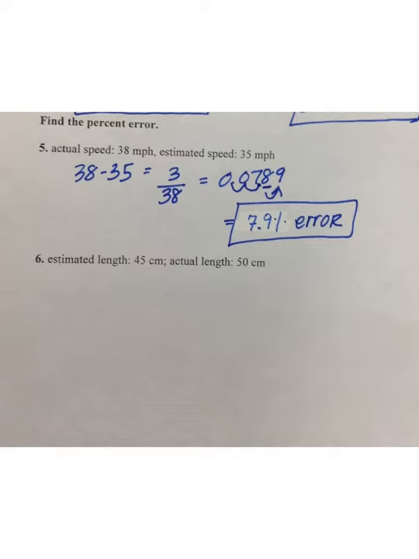Okay, so what I did is, first thing, you want to subtract. So I did 38 miles, the actual, minus the 35 estimated. That's a difference of 3 miles per hour. And I put it over the actual, which is 38. Then I reduced, and I got 0.0789. So I made that into a decimal, and it's 7.89, and I rounded to the nearest tenth, and that's how I got a 7.9% error. Go ahead and try number 6. Choose the correct answer for the estimated length of 45 centimeters, actual length 50 centimeters.